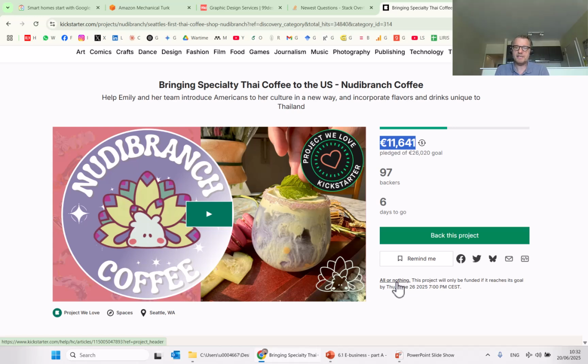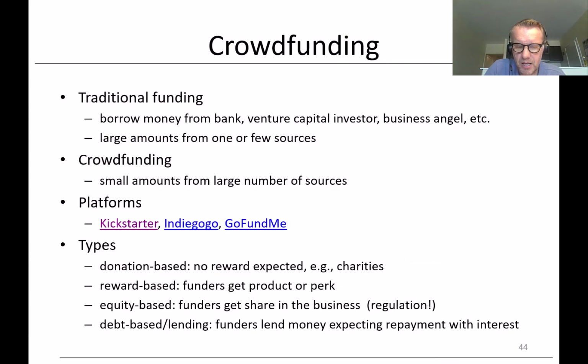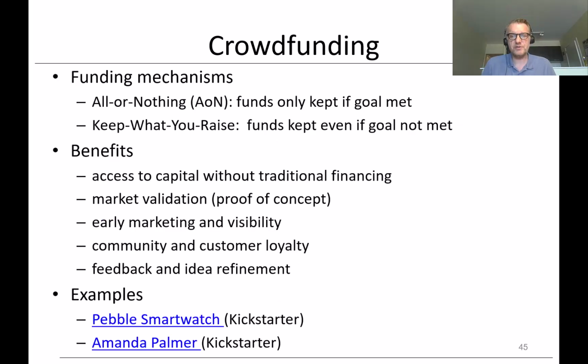All or nothing. That means that either the goal is reached and then the project is pursued. But if the goal of 26,000 is not reached, then the project is canceled. If the goal is not reached, then the project is canceled. Okay, so all or nothing, funds only kept if the goal is met and the project is pursued. This is what we see right here. Keep what you raise. The funds are kept even if the goal is not met. And obviously, this should be set clearly upfront as part of the crowdfunding specifications.